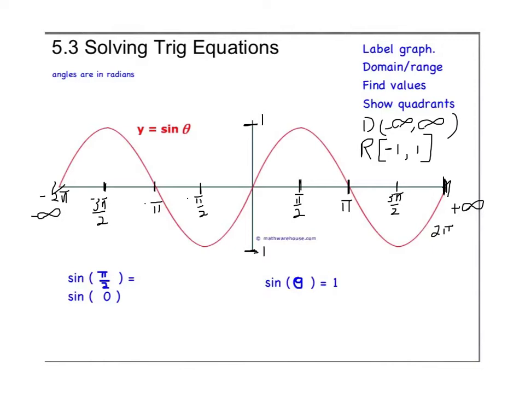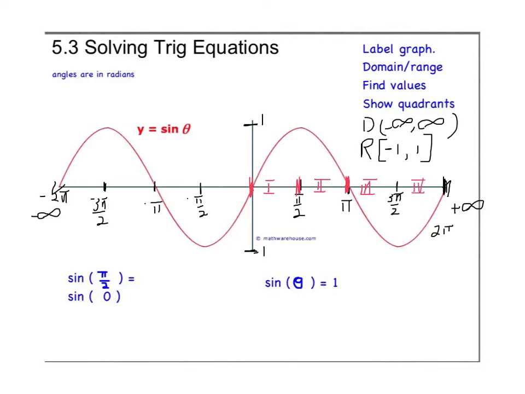So for instance, from 0 to pi, that is not one quadrant. 0 to pi over 2 is quadrant 1. Pi over 2 to pi is quadrant 2. Pi to 3 pi over 2 is quadrant 3. And 3 pi over 2 to 2 pi is quadrant 4.